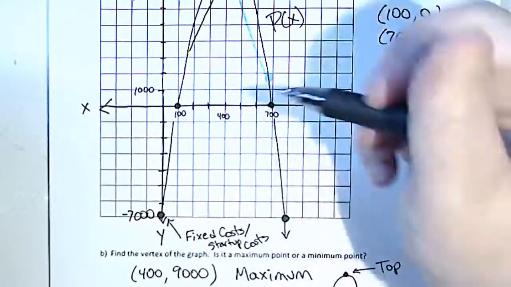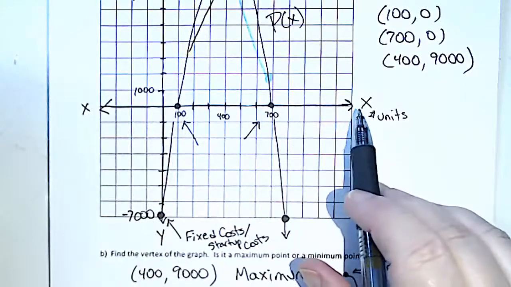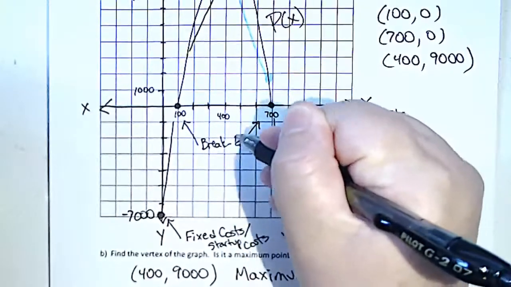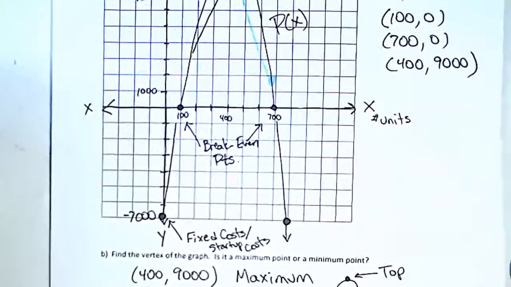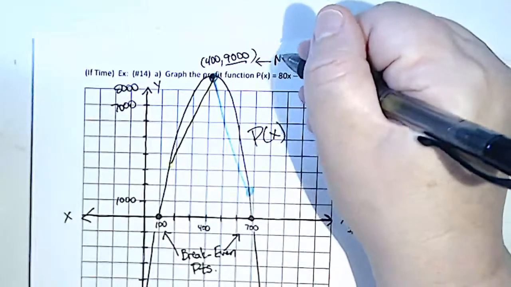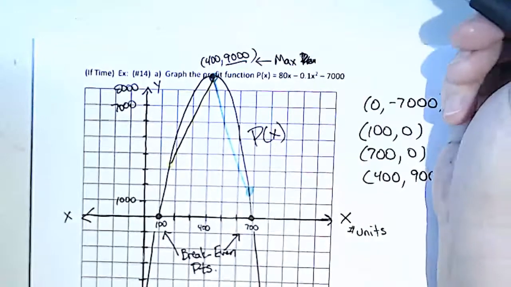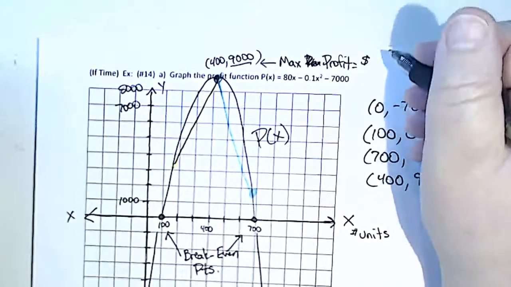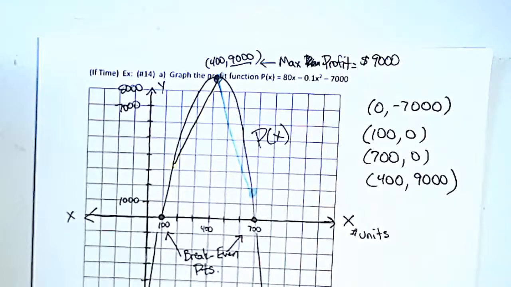What are these 2 points? These are what happens when the profit is 0. These are the break-even points. And this right here is the maximum revenue. Oops, sorry. We're not doing revenue. What was I thinking? Maximum profit. And we presume, we don't know, but I'm going to presume it's in dollars, and that would be $9,000 profit on this. So there you go.